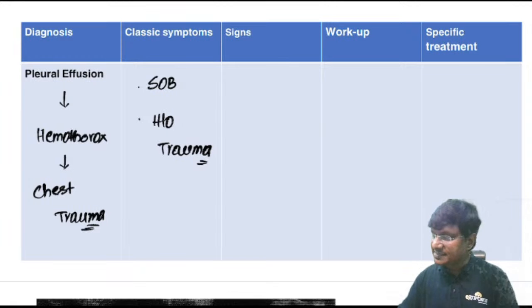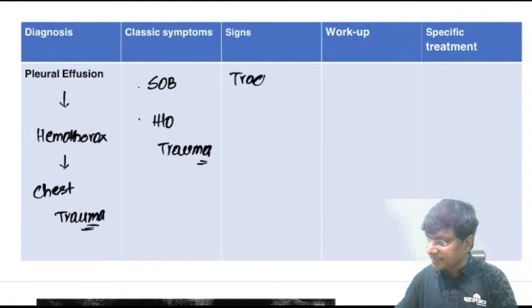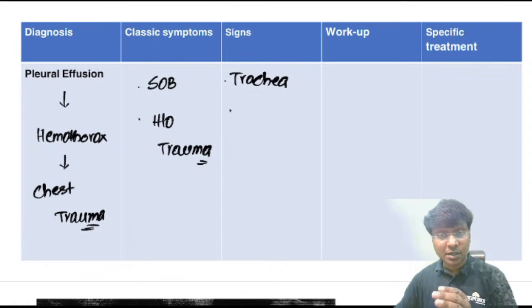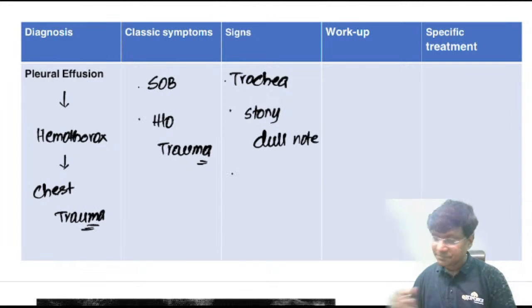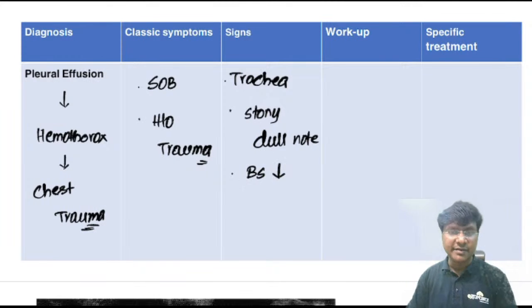And what do you think will be the signs? Definitely the trachea will be shifted to the opposite side. And what will happen to your percussion note? You will have a stony dull note. And what will happen to the breath sounds? Breath sounds will be reduced.